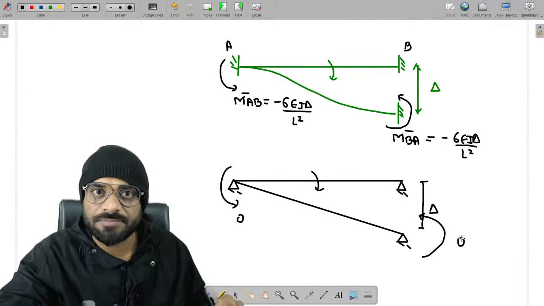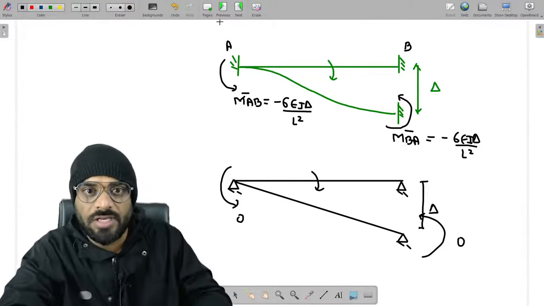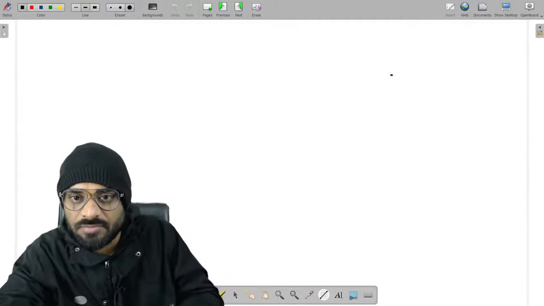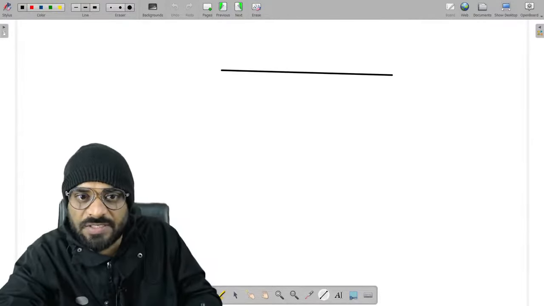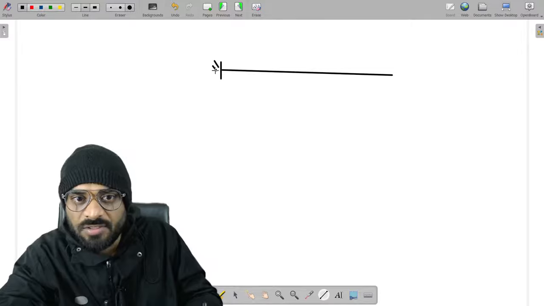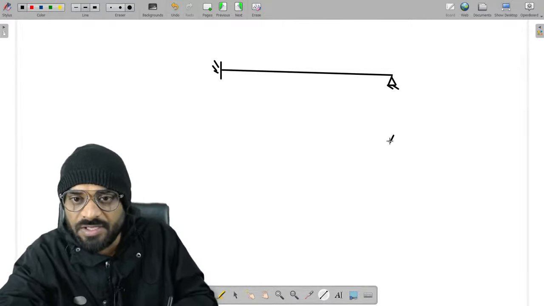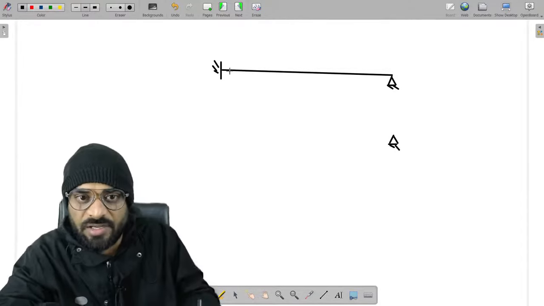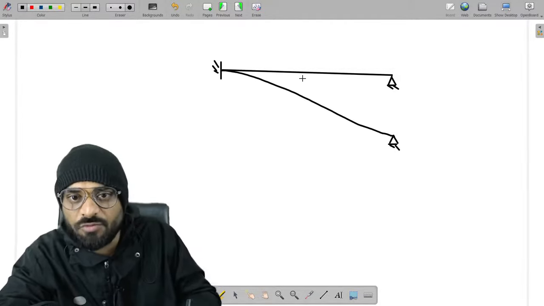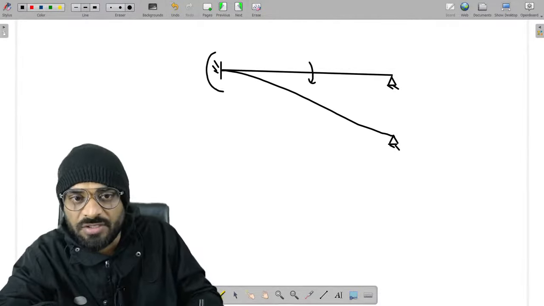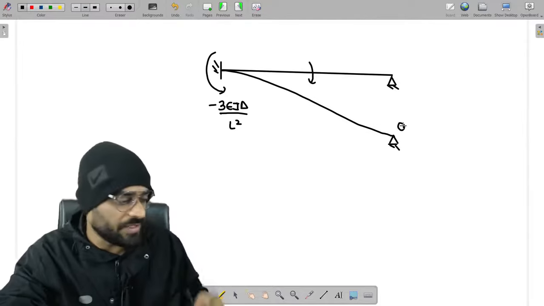Getting a point? Yes or no? Let me add one more concept. Please remember these values. These are the standard values which you have to remember. Let us suppose this is fixed, this is hinge. And our hinge support is settled down by some delta value. Then what should be the value of moment which should be developed over here? So please remember, guys, this value will be minus 3EI delta by L square, and this value is 0.